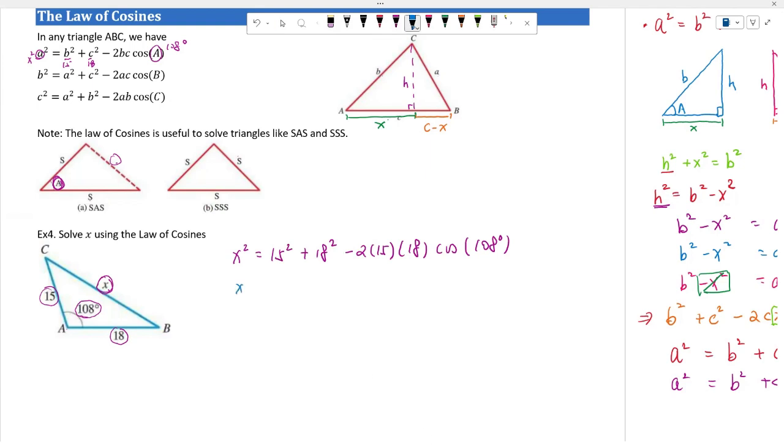Then we can use the calculator to help us solve this. x equals the square root of 15 squared plus 18 squared minus 2 times 15 times 18 cosine of 108 degrees. Remember on your calculator, make sure that you set the mode to degree mode. Then you should get x equal to 26.7557. Okay, that's it.